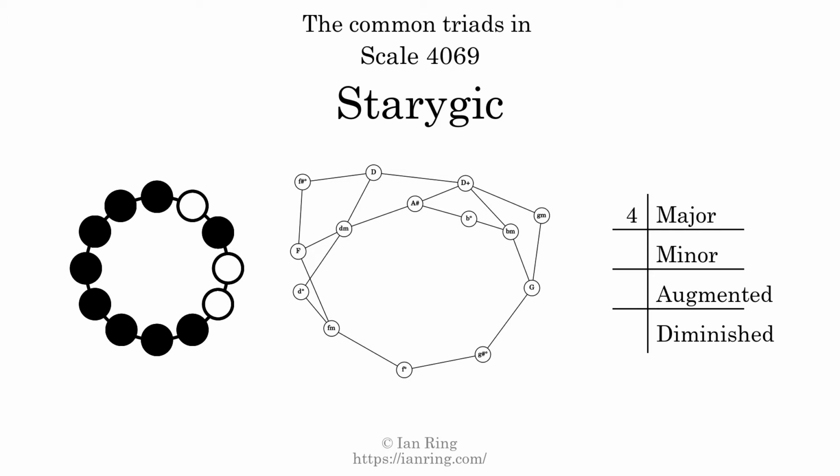There are 4 major triads. There are 4 minor triads. There is 1 augmented triad. There are 5 diminished triads. Here is a Hamiltonian path of parsimonious voice leading that uses all the triads.